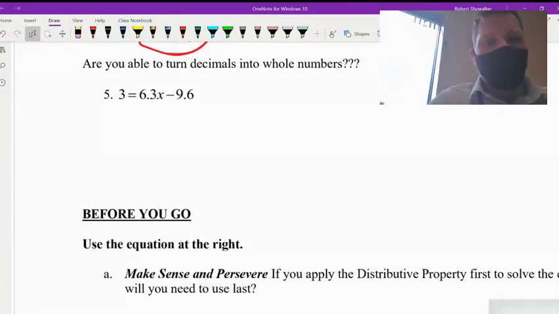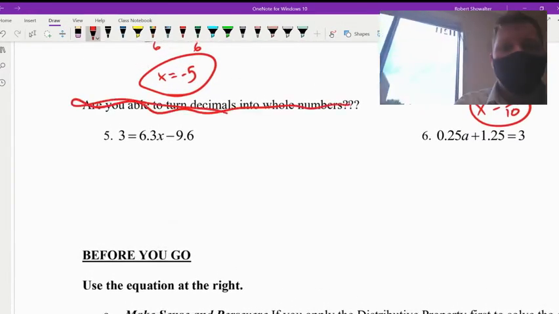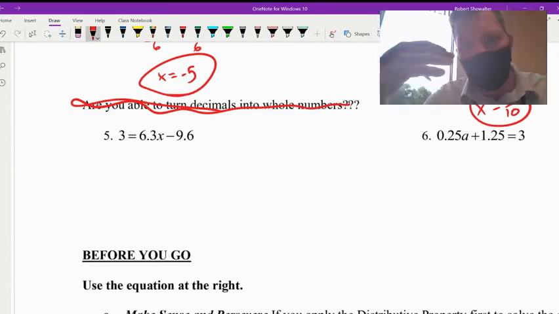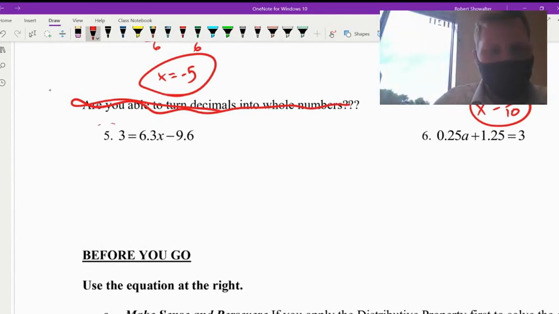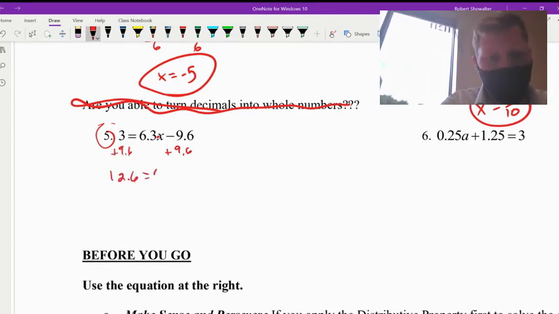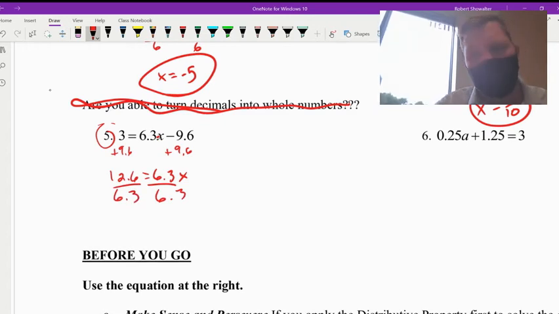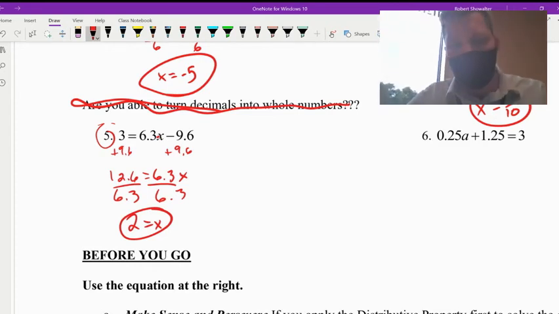All right. Are you able to turn decimals into whole numbers? We're not going to do that. We're simply going to understand to do this in our calculator. I'm going to do it by hand because I don't have a calculator handy, but it's number 5. So we have 6.3 times x and then minus 9.6. So we're going to get rid of that by adding 9.6 plus 9.6. So then we have 12.6 equals 6.3x. Dividing by 6.3, I get lucky since I'm doing it by hand that that's going to be 2. If not, I would have pulled out a calculator.